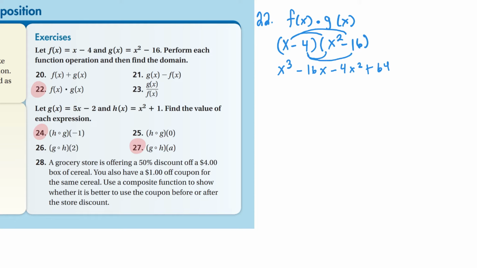So now I got to write it in the correct order. So I'm going to start with x to the third power. The next one is minus 4x squared. The next one is minus 16x plus 64. So now I got to find the domain.